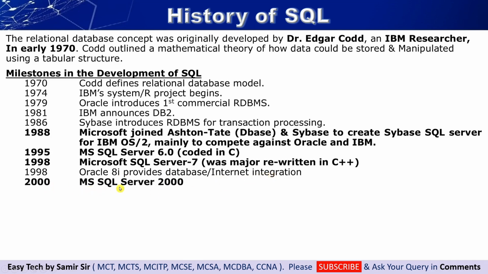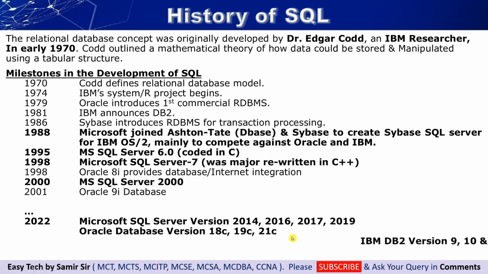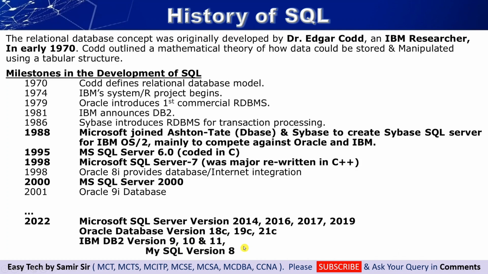In 2000, MS SQL Server 2000 was developed and released. In 2001, the Oracle 9i database was introduced. And as of now, Microsoft SQL Server versions 2014, 2016, 2017 and 2019 are used. Similarly, Oracle database versions 18c, 19c and 21c are also used. IBM DB2 versions 9, 10 and 11 are also available. MySQL version 8 is being used. So these are some of the milestone years.